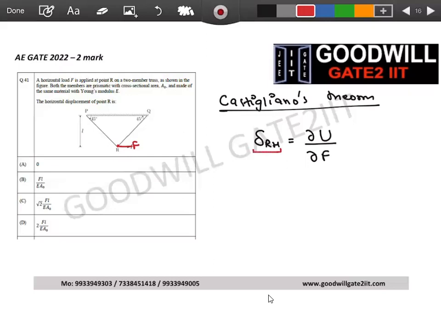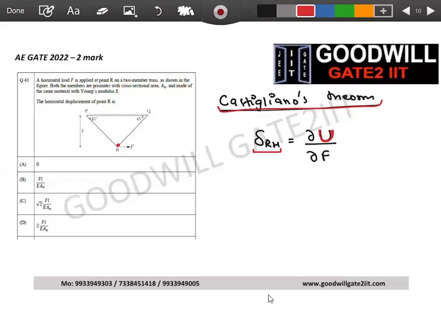I again repeat my statement. If you differentiate strain energy with respect to a load acting at that point, it will give you the deflection at that point. That is what is known as Castigliano theorem. Meaning, if I want to calculate deflection at point R, I just need the strain energy of this system. Now, the problem is how we will calculate strain energy. This system has 2 rods, PR and QR.